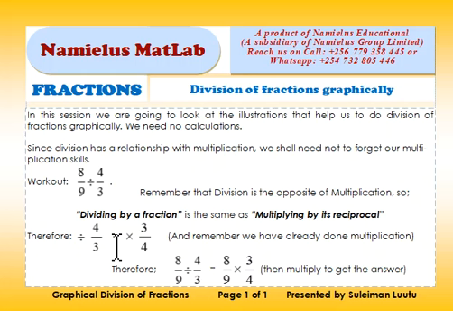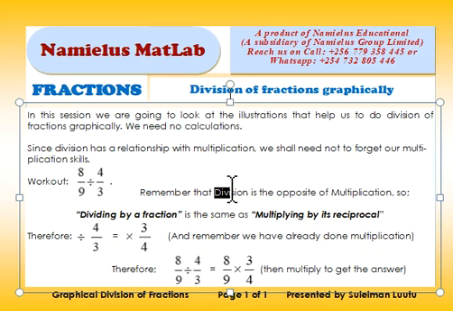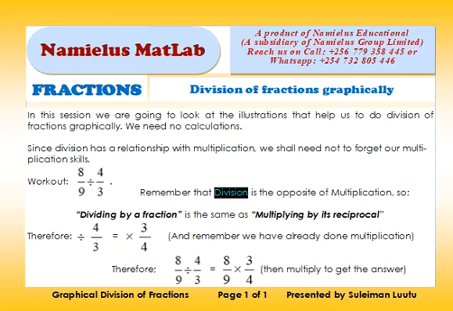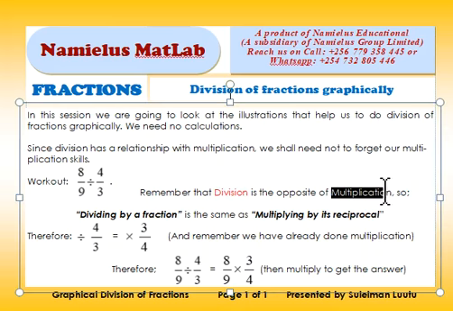We might be given to work out 8 over 9 divided by 4 over 3. Remember that division is the opposite of multiplication. I repeat that. Division is the opposite of multiplication. So, dividing by a fraction is the same as multiplying by its reciprocal. Reciprocal means interchange. In simple terms, just interchange the numerator with the denominator.